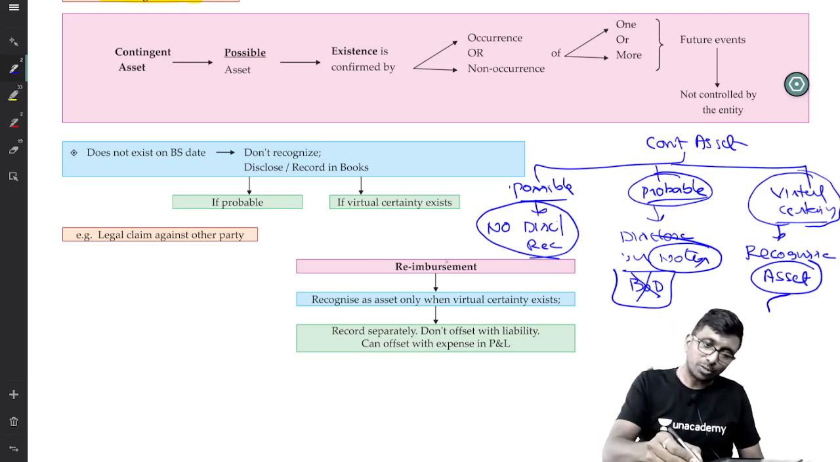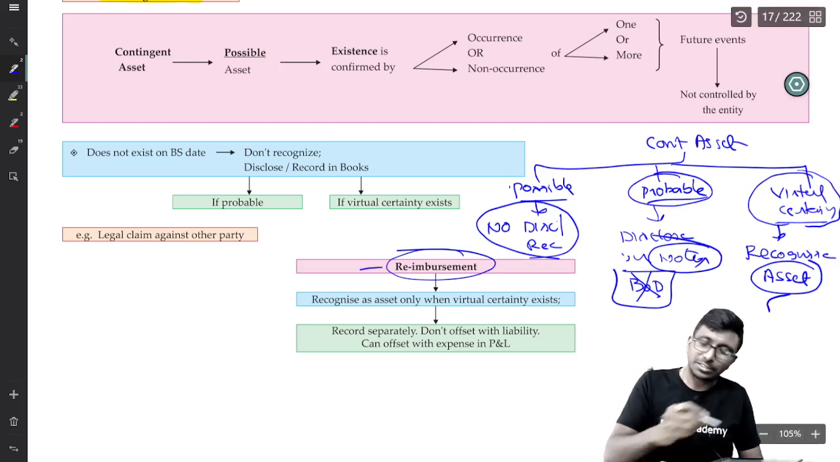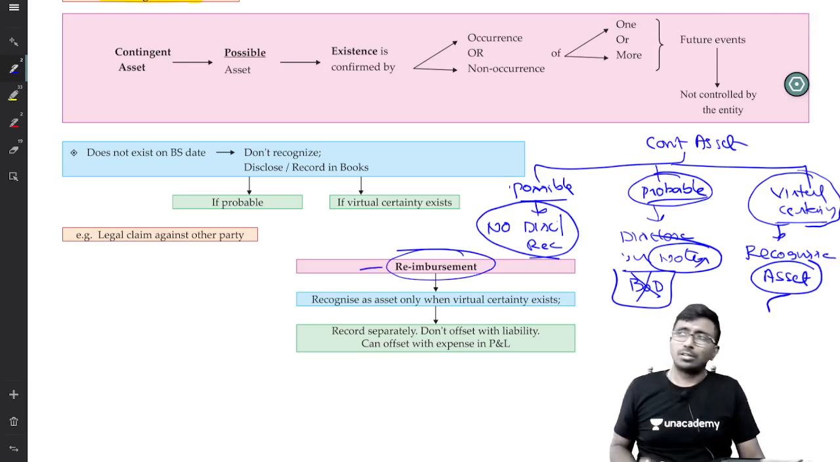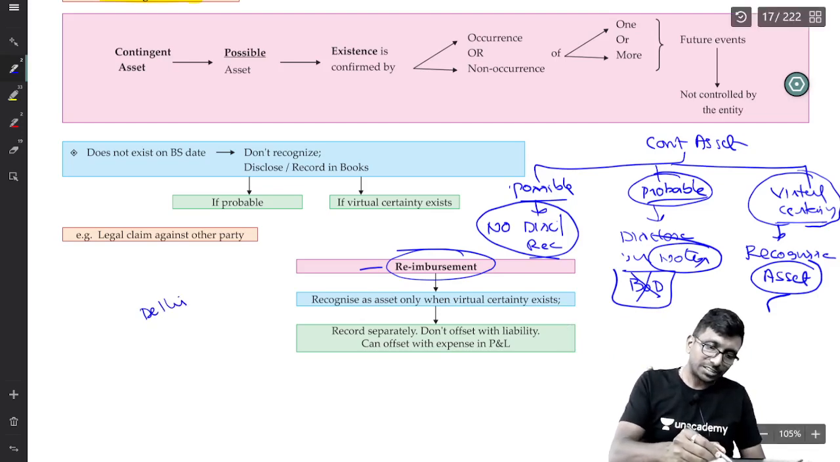Next topic is reimbursement. What do you mean by reimbursement? Simple: we spent money on behalf of somebody. Suppose, for an academy purpose, I went to Delhi and stayed in a hotel.